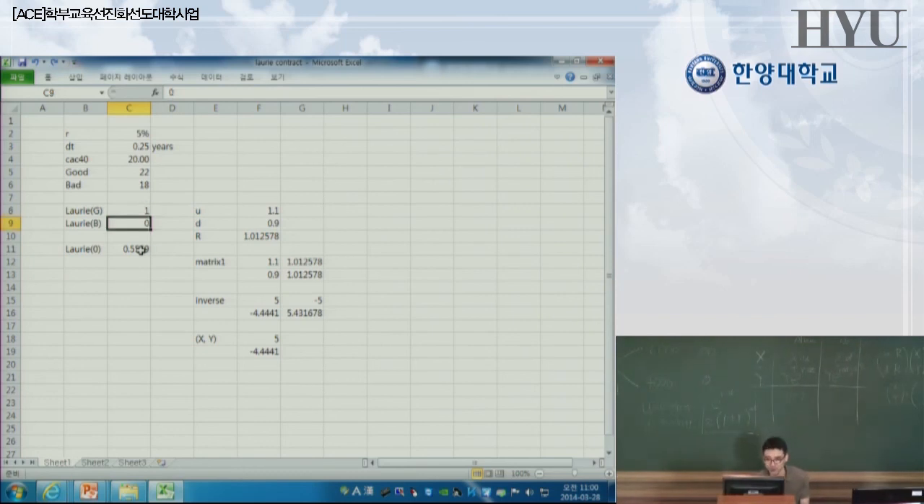What if Lori pays 0? Now we can think of a put option, right? A put option, where Lori pays $1 in the bad scenario. Then this value is about 0.43 cents. It is called a put option. They pay money in the bad scenario.